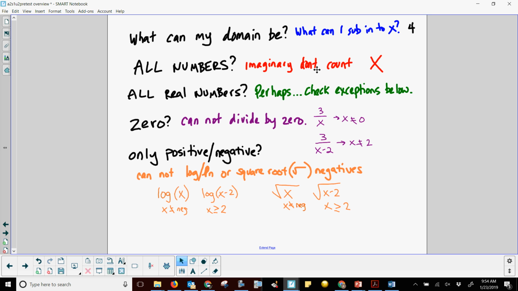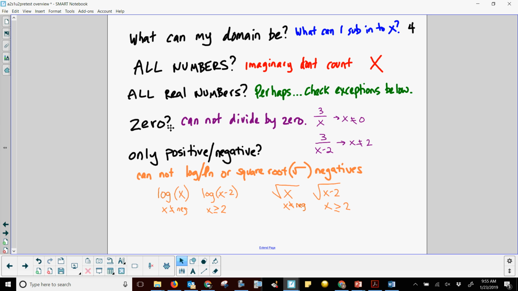Well, imaginary numbers are included in all numbers. Usually you can't select all numbers will work. All real numbers, once they throw in the word real, well, perhaps if you have just a simple y equals mx plus b, you can probably substitute any x value in and get out some sort of y value. Because remember, that's what domain is, our input.